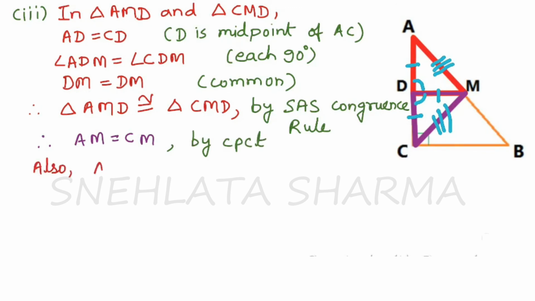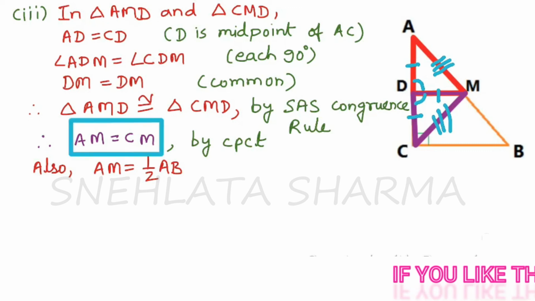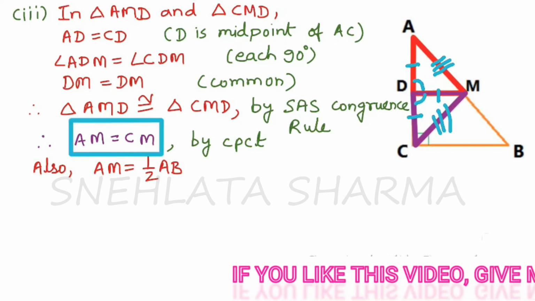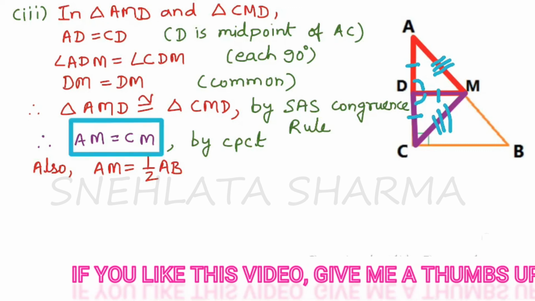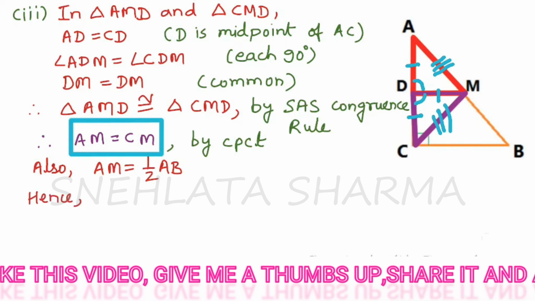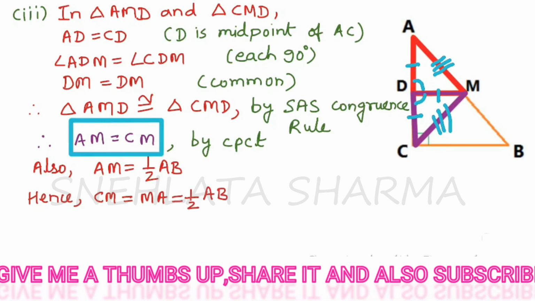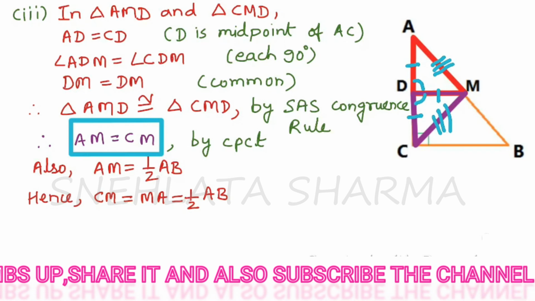Also, we know that AM is equal to half of AB because M is midpoint of AB. Now, AM is equal to CM. Also, AM is equal to half of AB. So, we can write CM is equal to MA is equal to half of AB. This proves part 3 also.